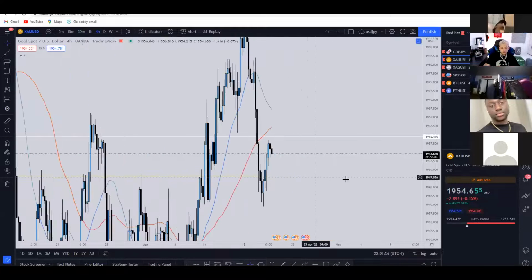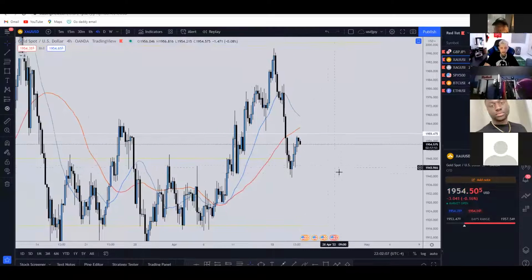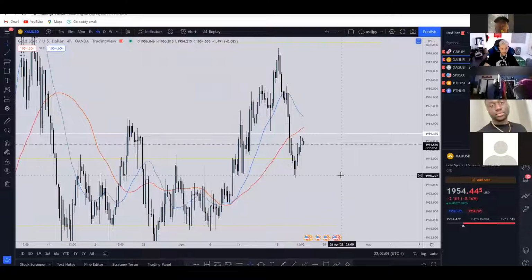Yeah, I didn't take a position because I wanted to wait for price to reject 1960. Any trade in between is very risky because you're not buying or selling at a major area of support or resistance.